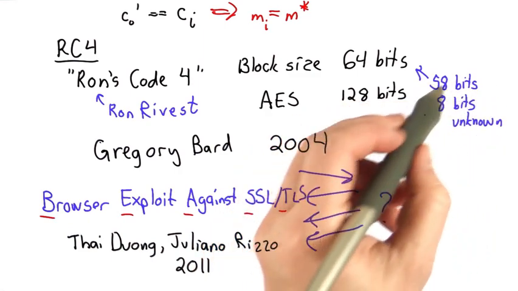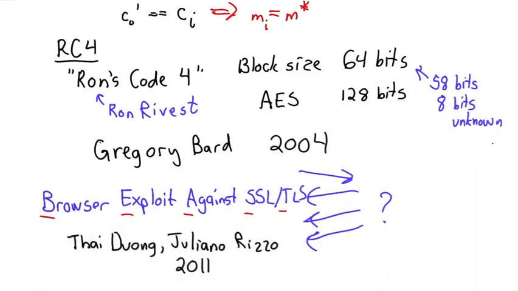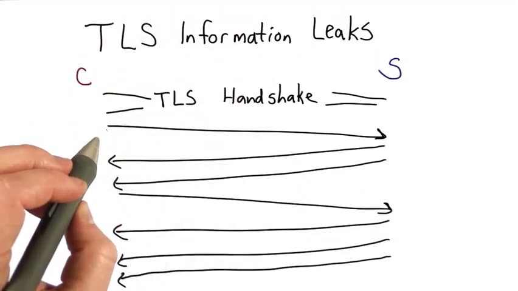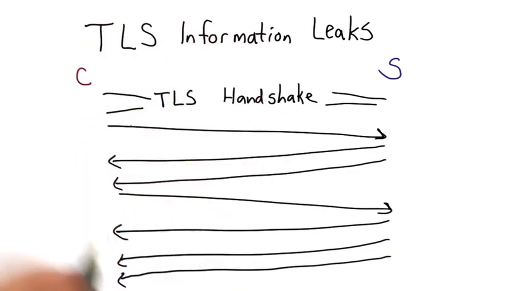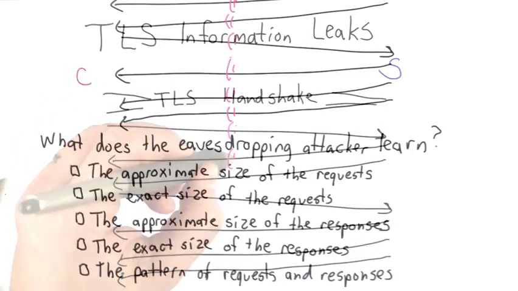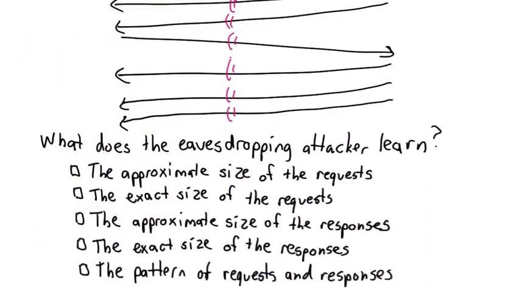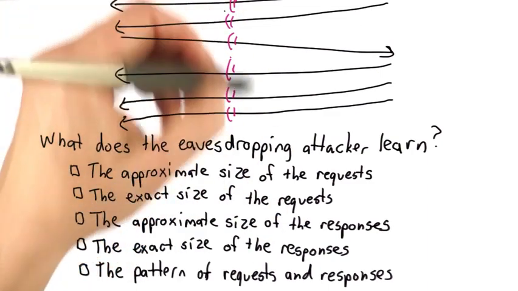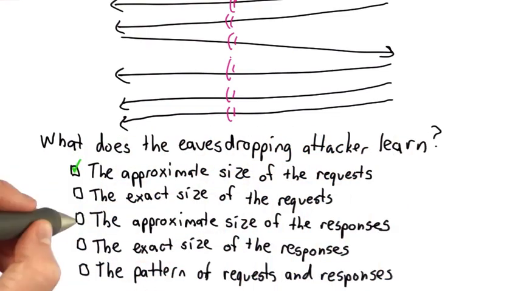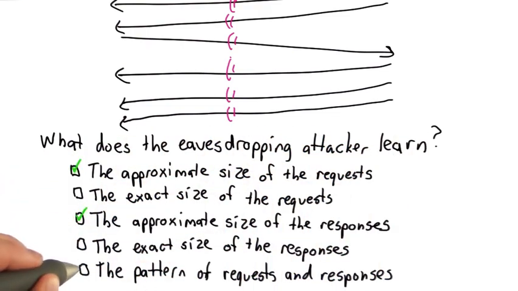If you only need to guess 8 bits at a time, you expect to only need 128 guesses for each byte. So I want to talk about one more vulnerability in TLS, and that's an information leak. Now we'll assume that the encryption works fine, the handshake is good, all of these messages are encrypted, but the attacker can listen in on this channel. So assuming the attacker can't break any of the encryption, but can observe the messages on this channel, what does the attacker learn? The answer is many, many things that we should be worried about.